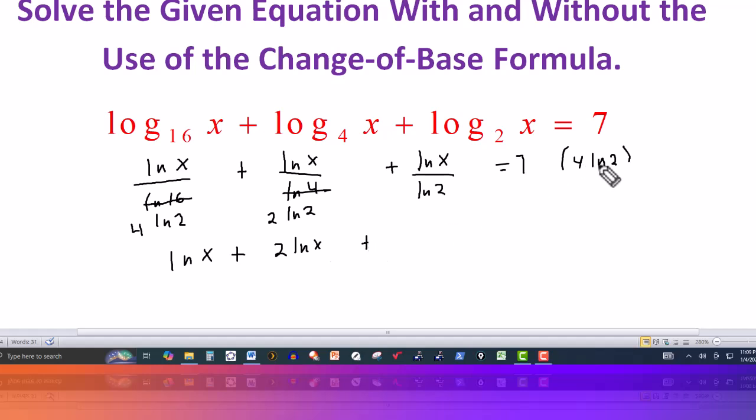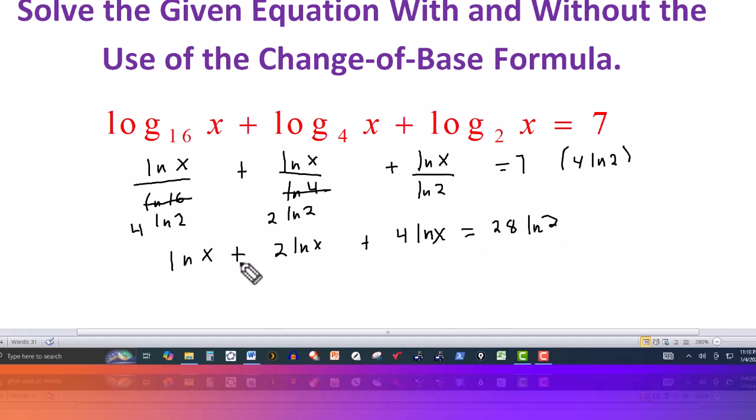For the next one, ln of 2 cancels, leaves me with a 4. So this would be 4 ln of x. And on the right side, I'm left with this product right here. So 7 times 4 is 28. So it's going to be 28 ln of 2.